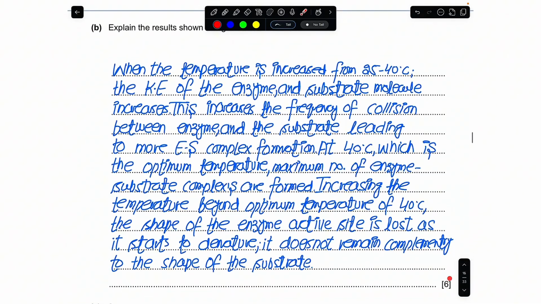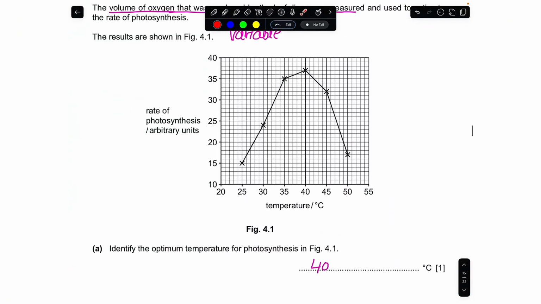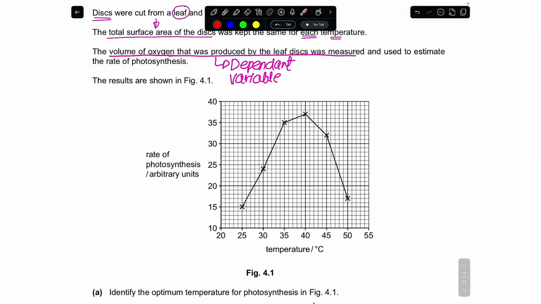Moving beyond, for 6 marks, they say explain the results shown in figure 4.1. They are not asking for a description, they are asking for an explanation for the curve. What I see is that when the temperature is increased from 25 to 40, the rate of photosynthesis increases, right? And the reason behind this would be that since this photosynthetic process is under the impact of enzymatic activity, when we increase the temperature, the kinetic energy of the substrate and the enzymes would increase, they would collide more, and more enzyme substrate complex would be formed.